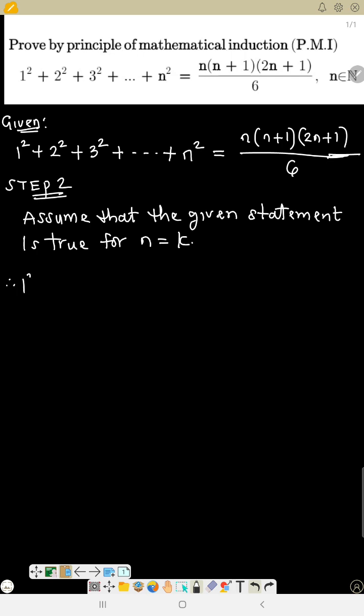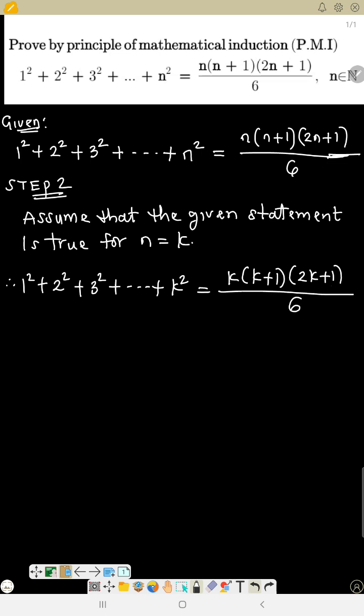That means 1 square plus 2 square plus 3 square plus k square is equal to k plus 1, 2k plus 1 divided by 6. Do you see, I rewrite everything here but I only change n to k. So that is how you assume it is true for n equals k. So you now say for k is a member of n.